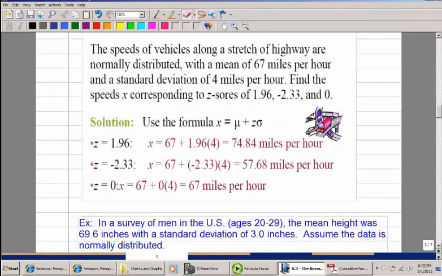Now here's an example I'll leave for you to look at. Here the z-scores are already given to you. In other words, most of the time we're going to be working with percentiles, but here it's just showing how to use the formula. We have a mean of 67, standard deviation of 4, and based on 3 scores of 1.96, negative 2.33, and 0, we'd plug those in for our respective z's and come up with these values: 74.84, 57.68, and 67. But what we're most likely going to be doing is taking a percentile, coming up with that z-score, and then using this formula as they did here. So we'll have one extra step in our problem.